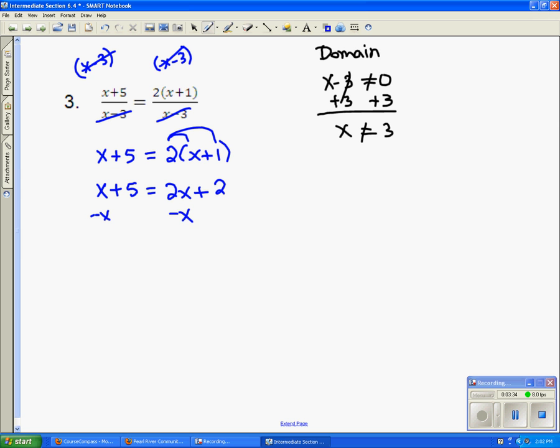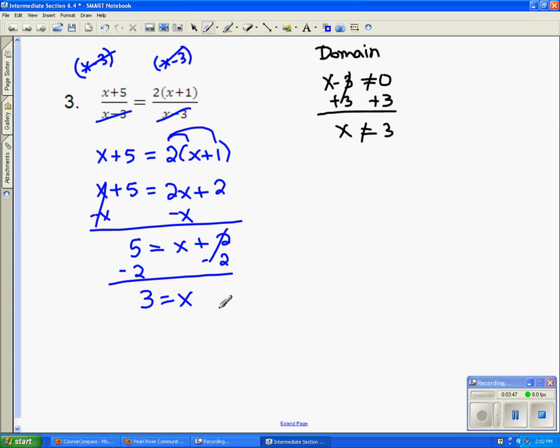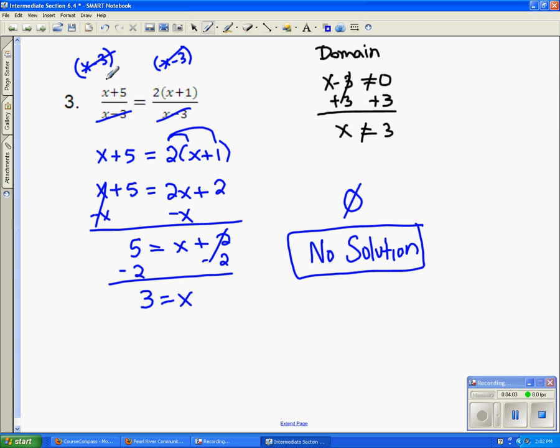Subtract x from both sides. 5 equals x plus 2. Now subtract 2. And so 3 is equal to x. Well, my solution is 3, but my domain says x cannot equal 3. And since the domain excludes that answer, this is a no solution. So our answer is no solution.